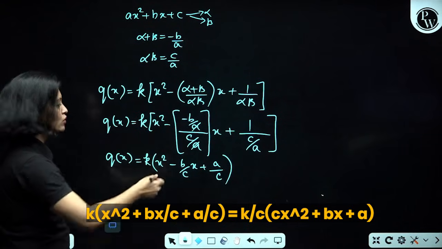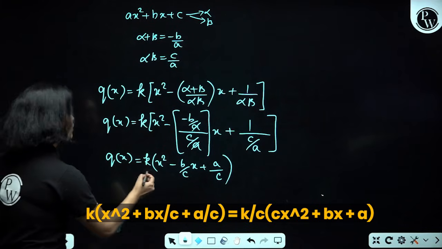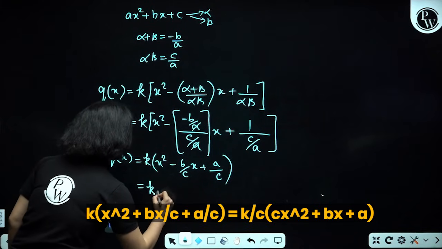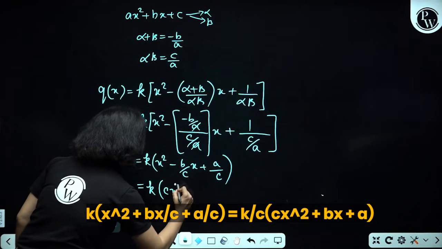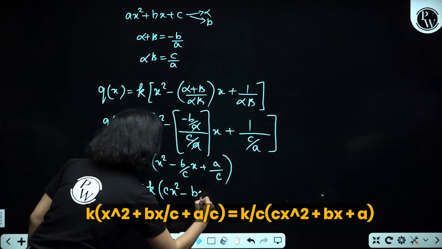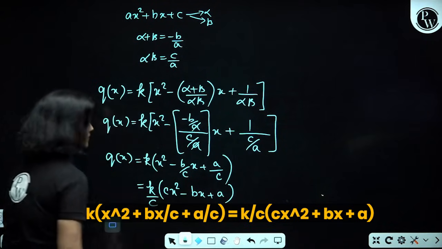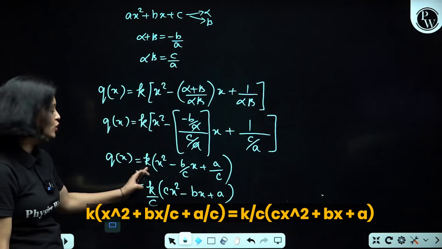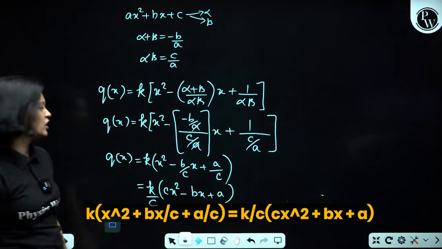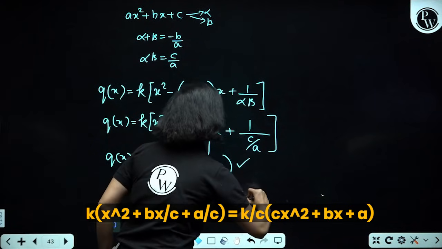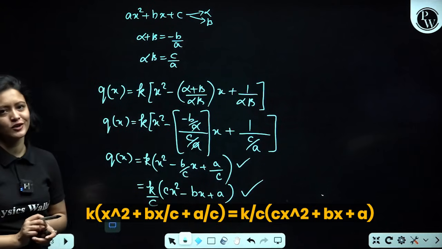Right? Okay. 1 over C by A is A by C. Now, we can also further simplify this. So, this will become K C x square minus Bx plus A. Right? C will go outside. So, yes, you can leave it at that, or you can take K by C as K dash, totally your choice. Or you can leave it here also, totally your choice, guys.